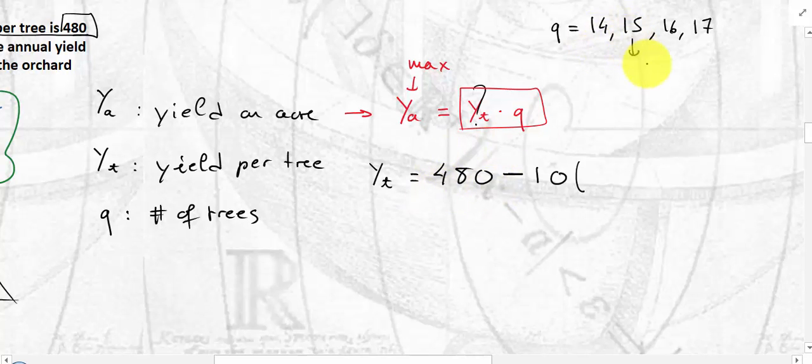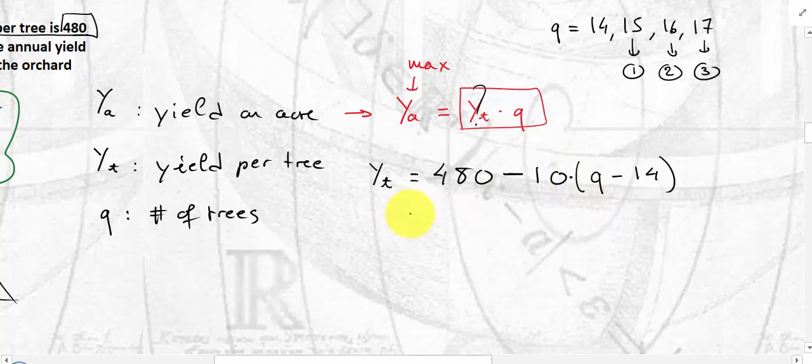If Q is 15, then you want to take away 10. If Q is 16, you want to take away 2 tens, and the yield will be 460. If Q is 17, you want to take away 3 tens, and the yield will be 450. Basically, you want to take away the difference between Q and 14. This is what you want to take away.